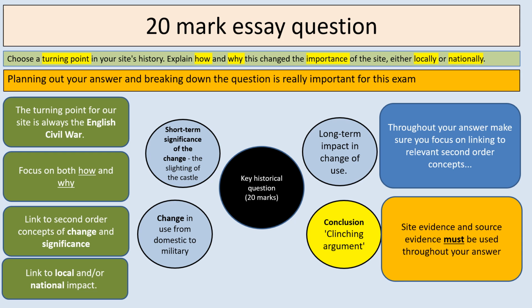You're then going to think about the short-term significance of the change. So you're going to talk about the slighting of the castle, and then the long-term impact in that change of use. You can make an argument that the reason why Helmsley Castle fell into ruin after the time of the Civil War, and the reason why it wasn't lived in afterwards, was as a direct result of the fact that the East Tower was slighted, the walls were taken down, and that possibly influenced when the Duncombe family came to own the site, that they didn't want to live in the site anymore.